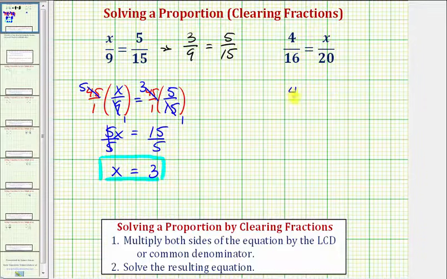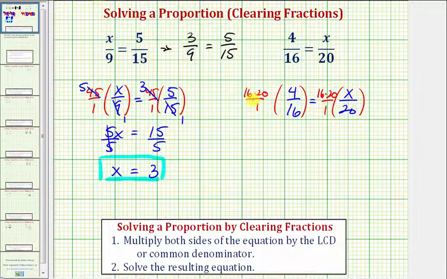We'd have 4/16 equals, again, x over 20. So again, a common denominator would be 16 times 20, which equals 320. But because we know we're going to simplify before multiplying, let's write this as 16 times 20 over 1. Again, this is the same thing as multiplying by 320, and we'll do the same on the right. We have 16 times 20 over 1. Notice how if we leave this as a product, it makes it very easy to simplify.